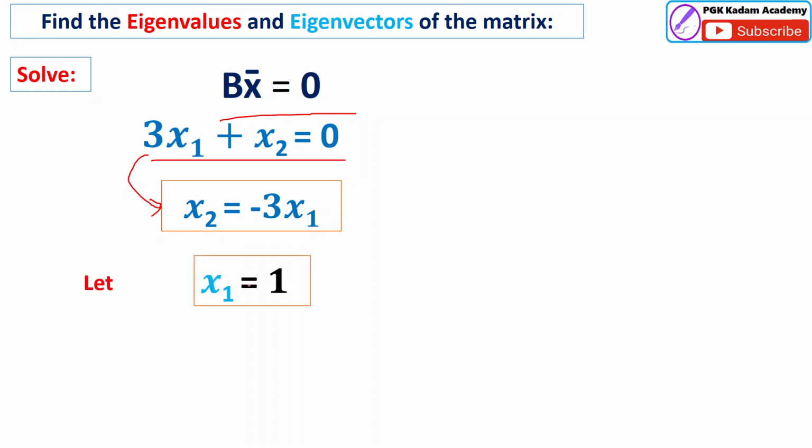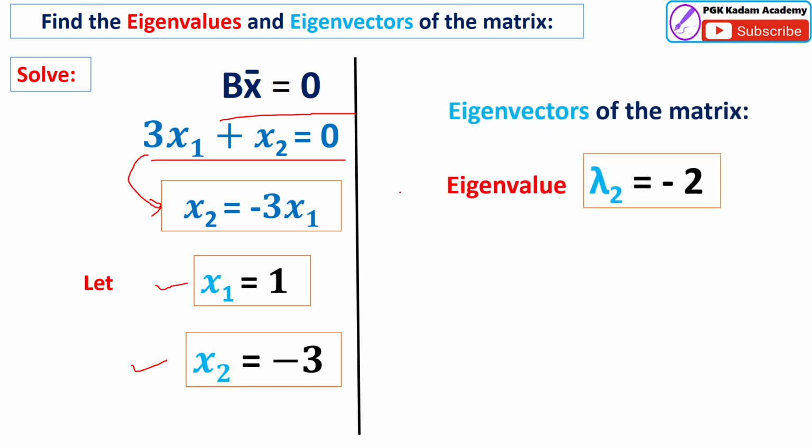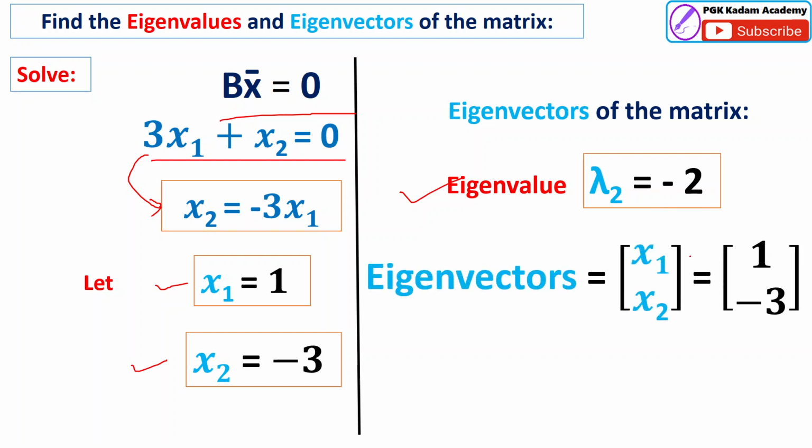From this we can write, if x1 is 1, then x2 is minus 3. Putting in 1, we get minus 3. So this is the eigenvector of the matrix A for eigenvalue lambda 2 equals minus 2. The eigenvector x1, x2 is 1 and minus 3.